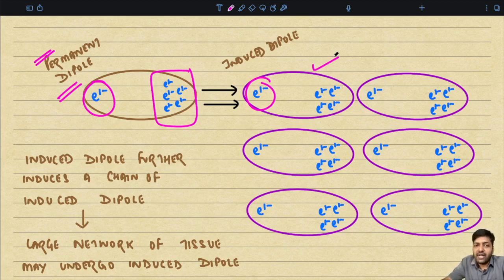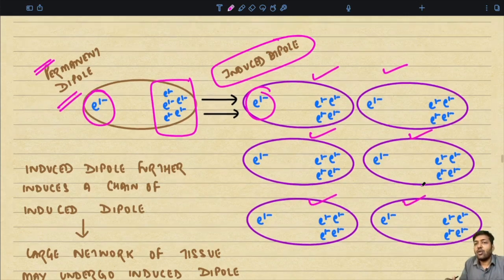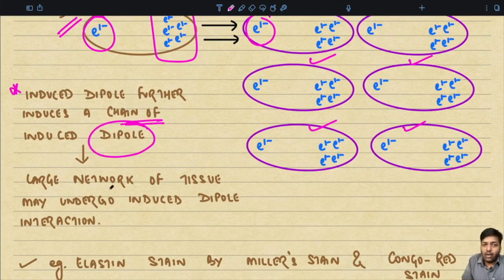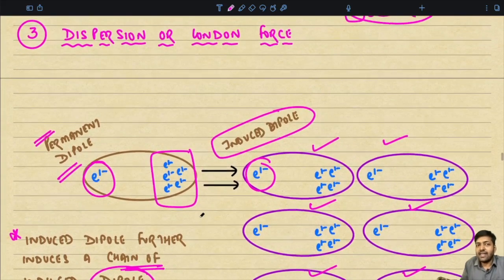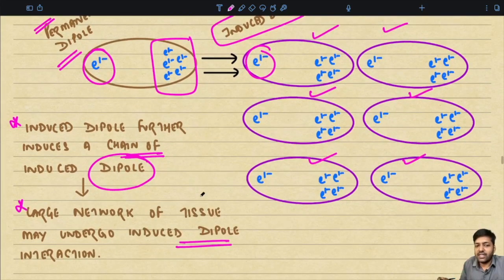So basically a permanent dipole is interacting with the induced dipole. Now what happens is that this induced dipole further induces other dipoles, and there is a plethora of induced dipole interactions. This is called dispersion or London force. So the induced dipole further induces a chain of induced dipoles. This causes a large network of tissue to undergo induced dipole interaction in such a manner, and this is actually the basis of dispersion or the London force. Okay, I hope this portion is clear to everyone.